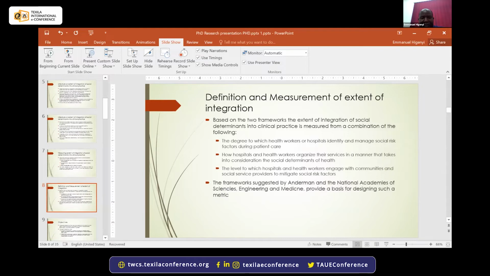The definition and measurement of the extent of integration of social determinants of health into clinical practice is a combination of three attributes: the degree to which health workers or hospitals identify and manage social risk factors during patient care; the extent to which hospitals and healthcare workers organize their services to take into consideration the social determinants of health; and the level at which hospitals and health workers engage with communities and social service providers to mitigate social risk factors. Those three attributes constitute the definition and guide the measurement of the extent of integration into clinical practice. These are mainly from Andaman and the National Academies of Sciences, Engineering, and Medicine.